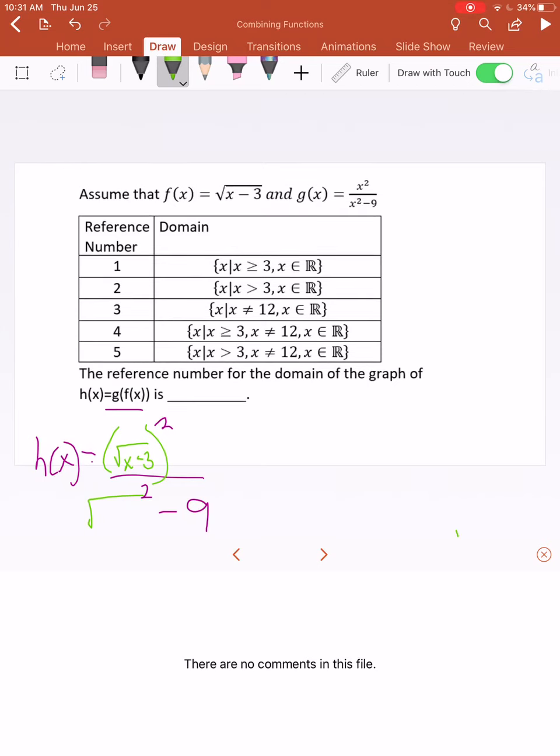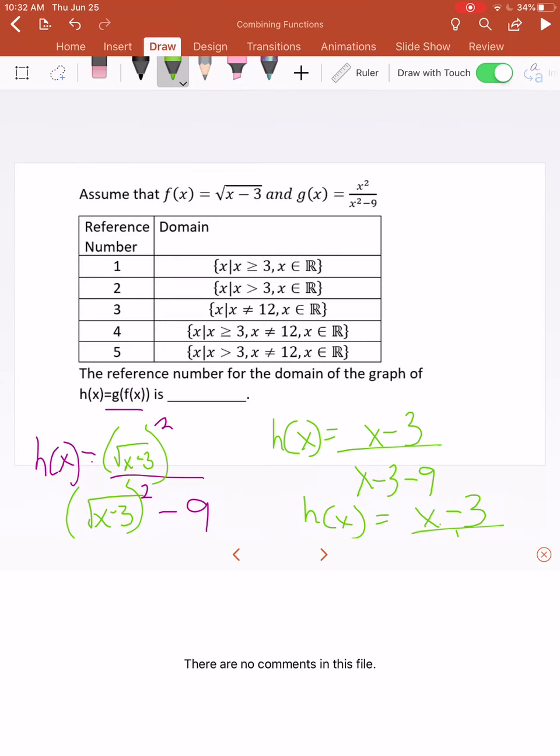So once again, the square and the square root cancel out. So then we're just left with x minus 3 over x minus 3 minus 9. And then from there I can collect like terms. So on the denominator there, we can collect the minus 3 and minus 9, and we end up with x minus 12. And I'm running out of room, so I'm going to write this on top here.